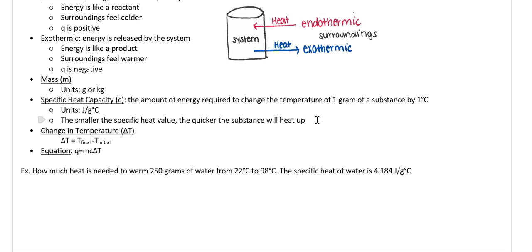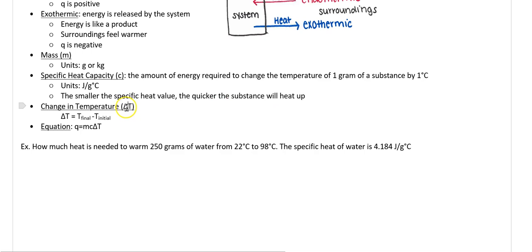With specific heat, the smaller the specific heat capacity, the quicker the substance will heat up. So metals tend to have a lower specific heat. Something like water has a much higher specific heat. So if you think about a warm summer day, maybe you're at the pool, your keys are going to heat up much faster than the water will. Metals have a smaller specific heat, so they heat up much quicker.